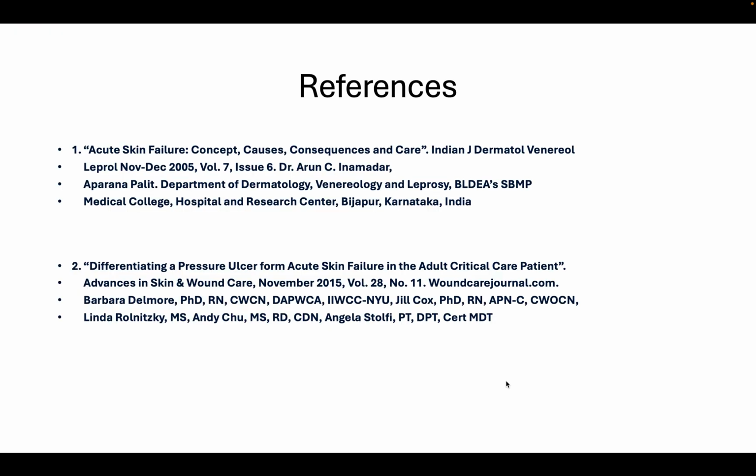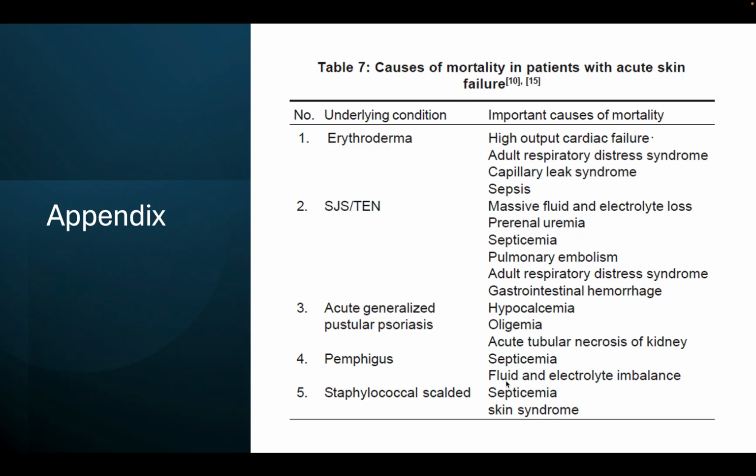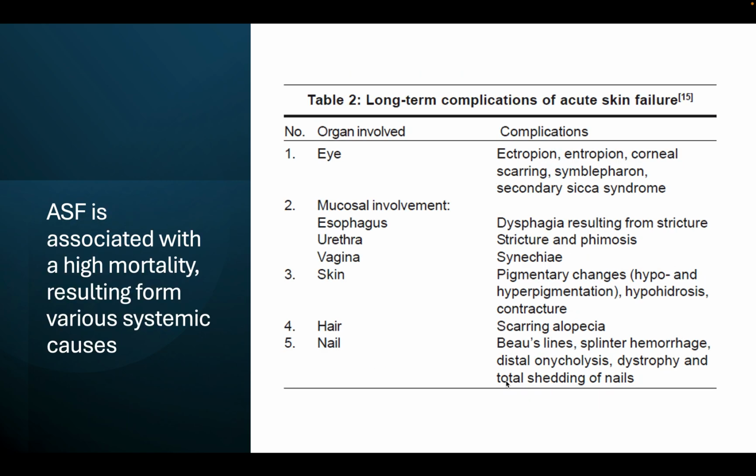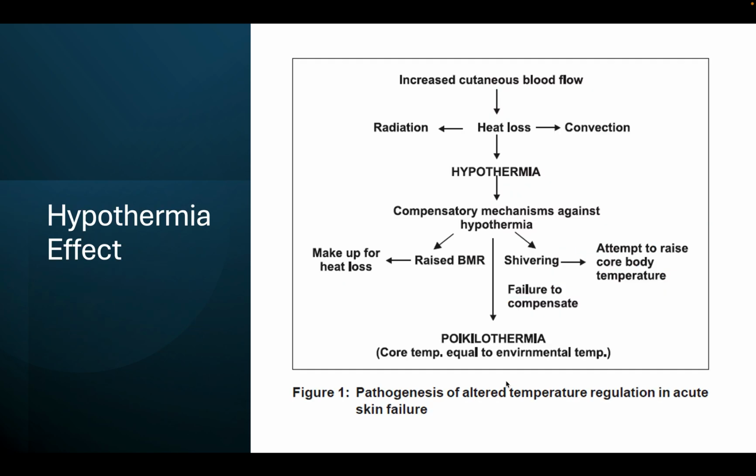Here are my references. I have an appendix here: the causes of mortality in patients with acute skin failure. I also have long-term complications of acute skin failure. And here, the hyperthermia effect. As the patient starts dying, sometimes hyperthermia occurs. They will have different skin breakdown, different losses.